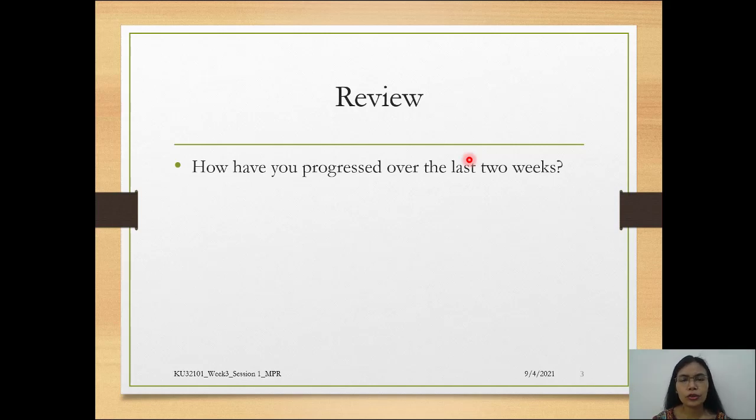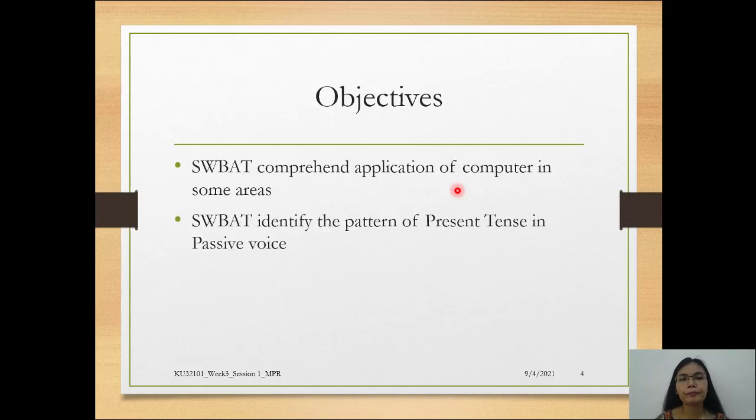And for these two topics and with these two grammar focuses, I reckon you have progressed. So I hope you have progressed well for these 2 weeks. And again, if you have questions, you can ask me during the practicum session, or you can pop up the question in our WhatsApp group. Okay, so this is just a quick question to review from week 1 until week 2.